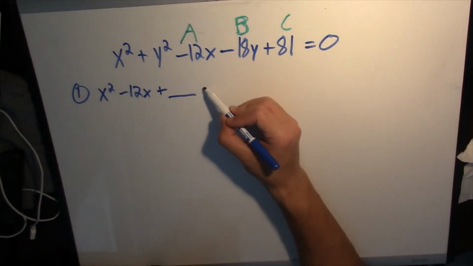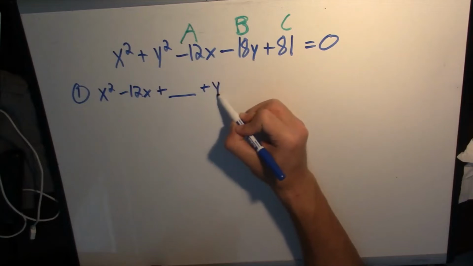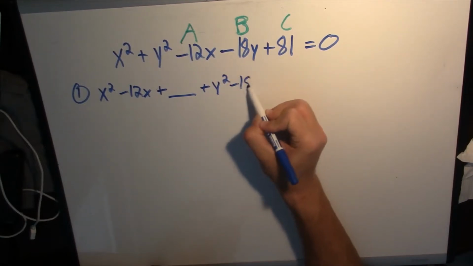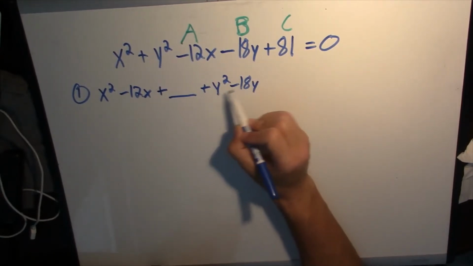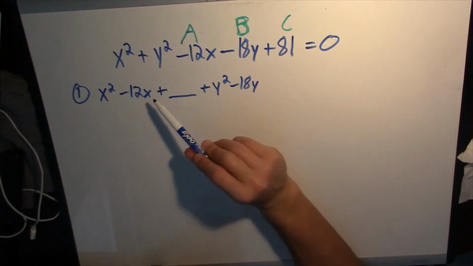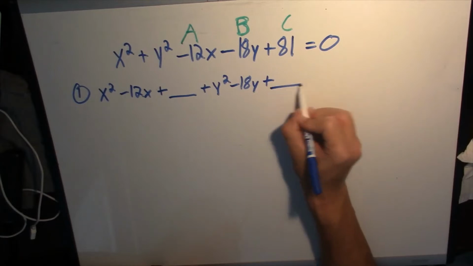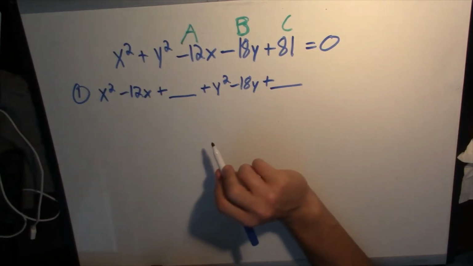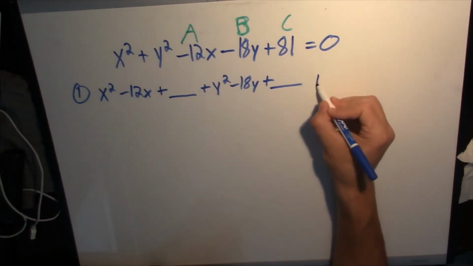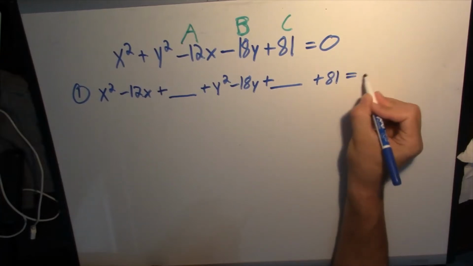Okay? Then plus y squared minus 18y. I want my y's together. So I have my x's together, I have my y's together. And again, I'm going to put a blank, and you'll see why in a second. Okay, and then I have plus 81 equals 0.